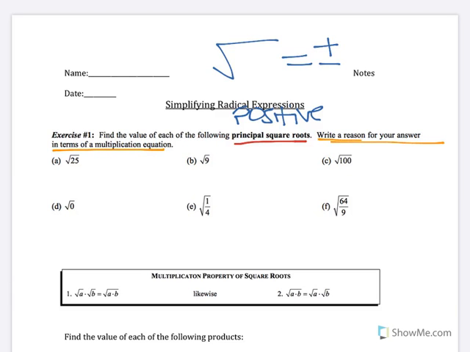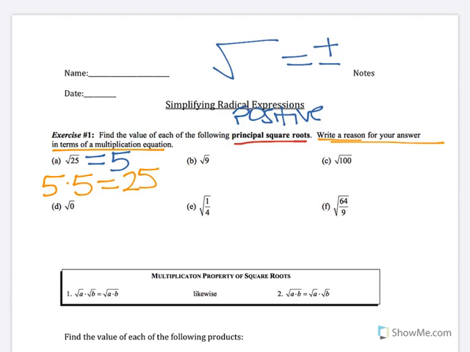So here's how that's going to look. The square root of 25, as you know, is 5. And when you write a reason for your answer using multiplication, you're going to say the reason that works is that 5 times 5 is 25. So if you want to pause the video now and go through these before I give the answer, you can, or you can just follow along with me.